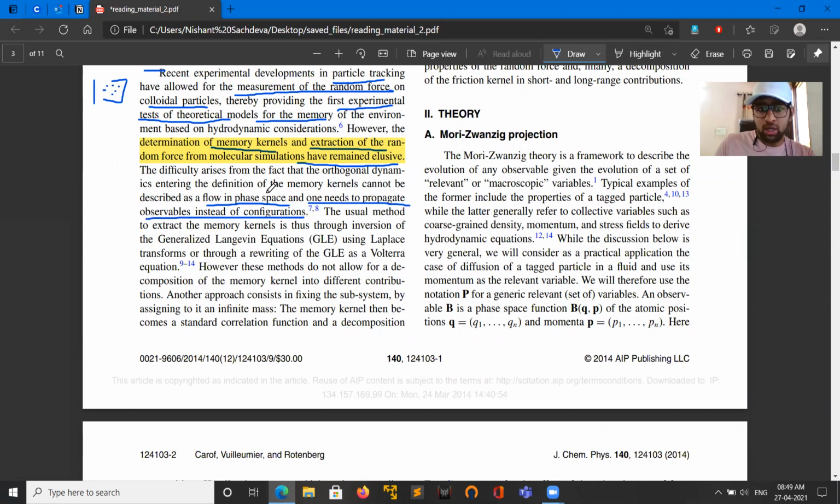So what's happening here is that the orthogonal dynamics that enter the definition of memory kernels cannot be described as a flow in phase space. And because of that, one needs to propagate observables instead of configurations.